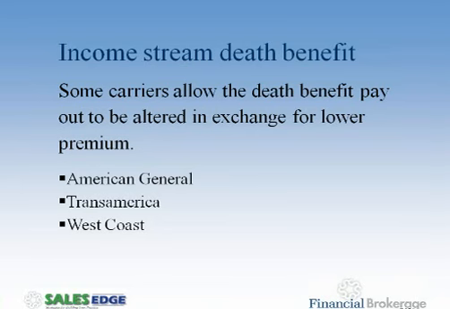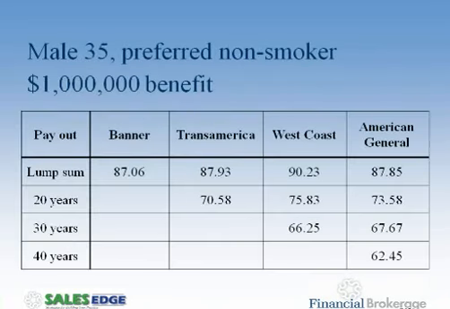Now they do make provisions in there so that the death benefit could be structured with a lump sum up front, followed by an income stream, if there are some debts and immediate needs to be paid off. Let me give you an example of what the pricing looks like with these three carriers that offer this. I put our Banner price back in there just for reference. That was the lowest one out there for the lump sum.